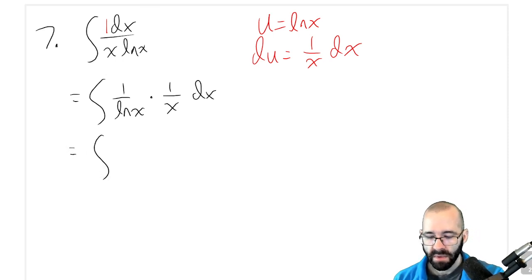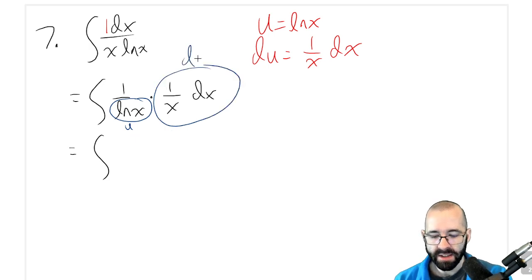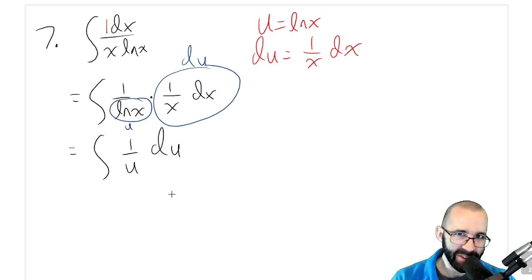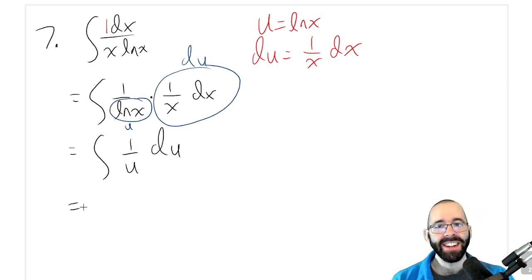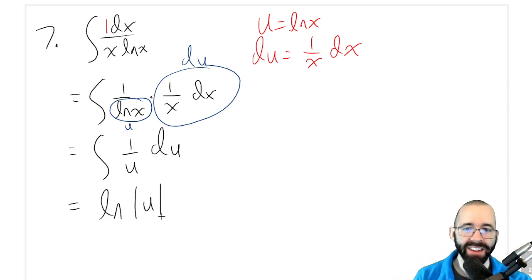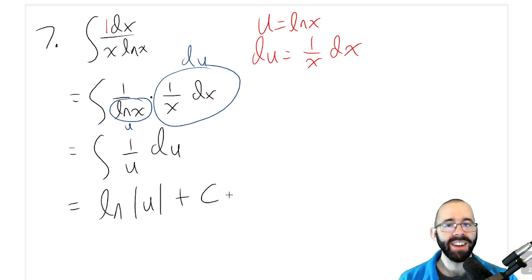So this right here is u. This right here is du. We just have 1 over u du. Another really nice integral, although something pretty funny is going to happen here. So look at this. What's the antiderivative of 1 over u? The natural log of the absolute value of u from your formulas in 3.3, plus a constant. What was u?